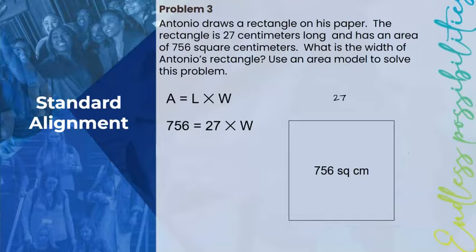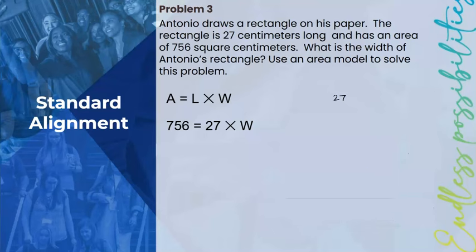So there's a rectangle that is 756 square centimeters in area with one dimension of 27 centimeters, and we need to find the width. We can begin by thinking about the largest number that we can easily multiply 27 by without going over 756. Many students start with 10, so let's do that. We can place a 10 on the width side and record the area of that part of the rectangle.